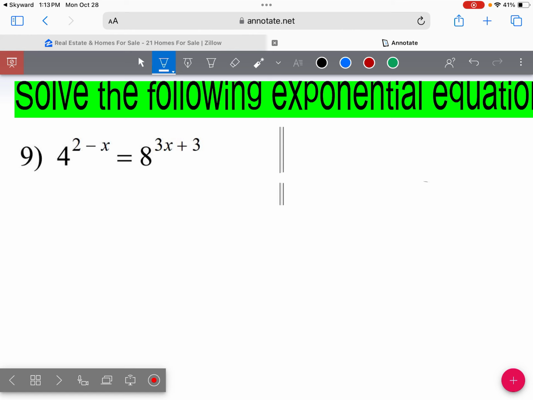So we got to figure out, are we going to use a base of 4? No. What base are we going to use? Show me with your fingers. What base? 2. Yep.